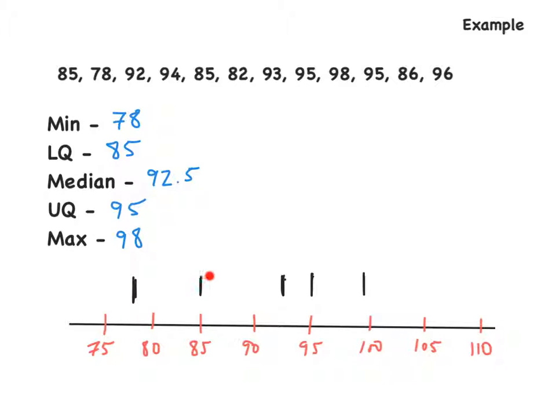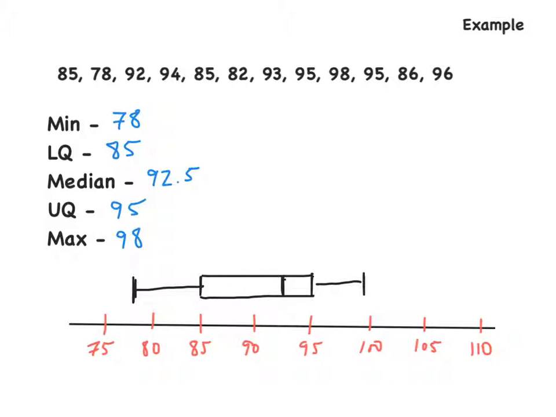Now, I want to draw a box to connect the upper and the lower quartile. So we're just going to draw a box that looks like this. Now, there's our box. Our whiskers, where do those come from? Now what we do is connect the minimum to the box and the maximum to the box. This is our box and whiskers plot.